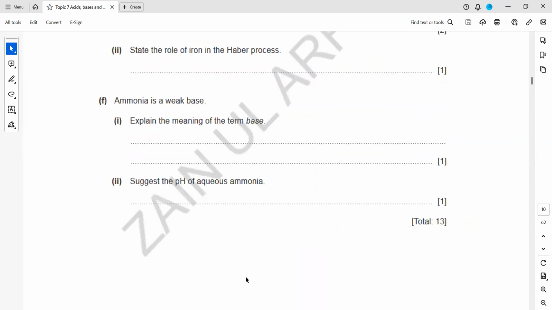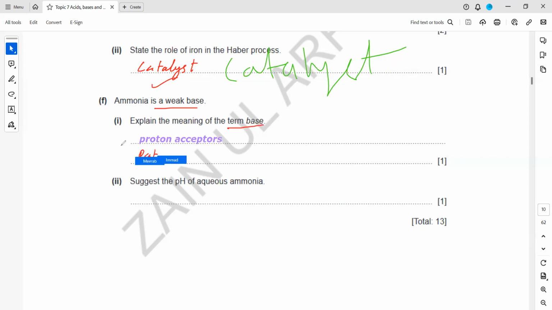State the role of the iron in the Haber process. So iron is used as a catalyst. Ammonia is a weak base. What is the meaning of the term base? Whenever acid and base come up, you will always mention bases are proton acceptors. And suggest the pH of aqueous ammonia. It's a weak base.